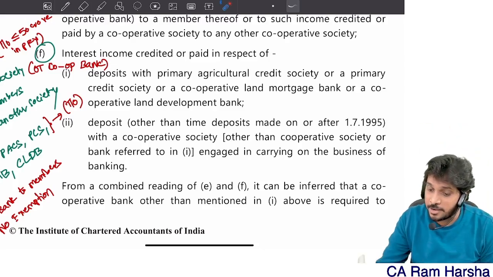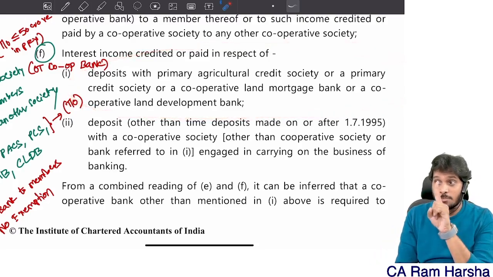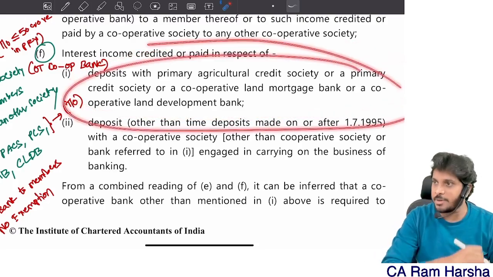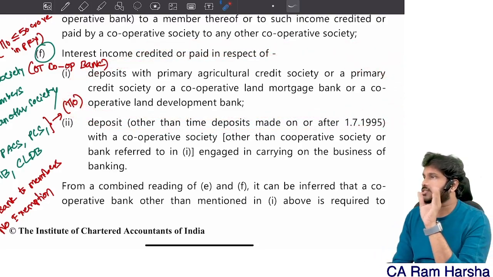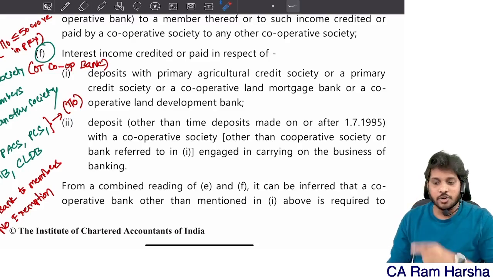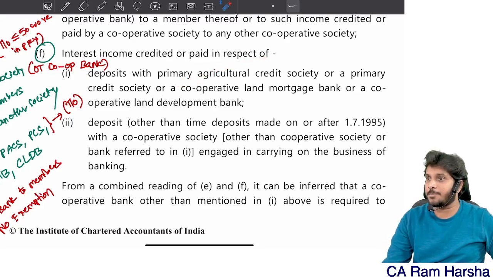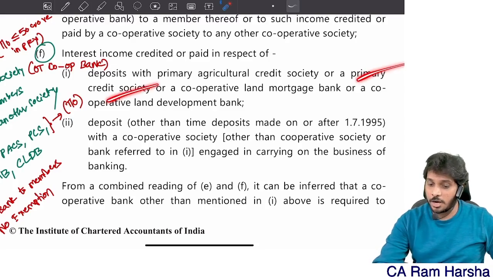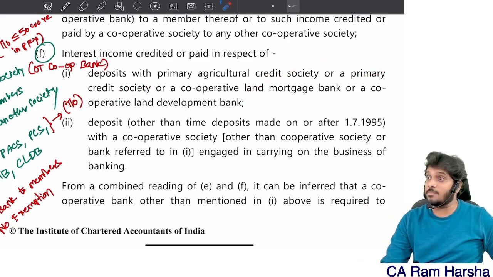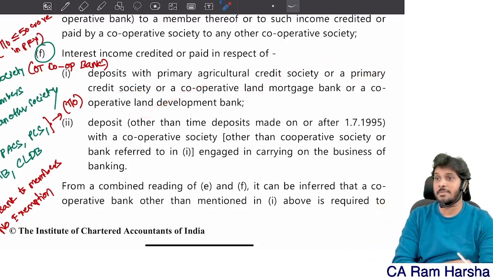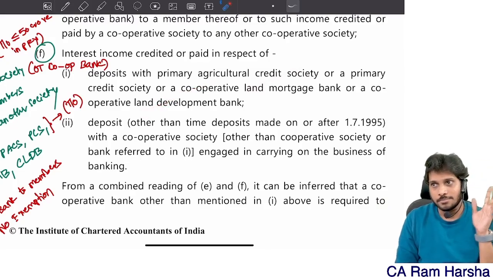A normal cooperative bank which does not come in here has a 40,000 threshold limit, 50,000 in case of a senior citizen. If a cooperative bank comes under PACS, primary agriculture cooperative society, or primary credit society, cooperative land mortgage bank, or cooperative land development bank, then TDS is 0. Are you clear?